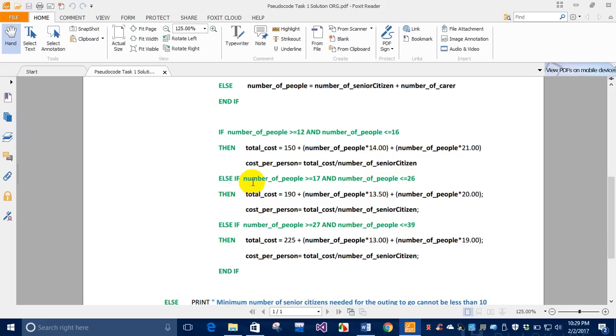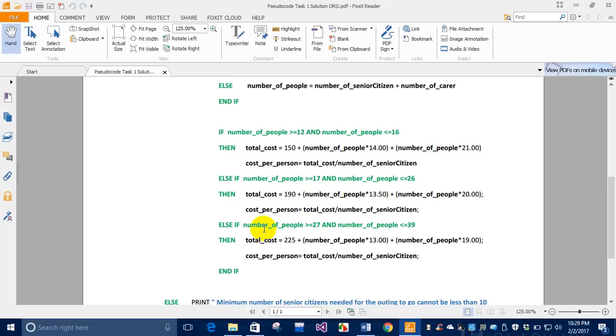Same as this, again if the strength of the people is greater than or equal to 17 and the number of people is less than or equal to 26, then the total cost would be the same. I have changed the value of the coach, the meal cost, and the ticket of the theater. And again we are finding here the cost per person: the total cost divided by the number of senior citizens, and we have stored it in cost per person.